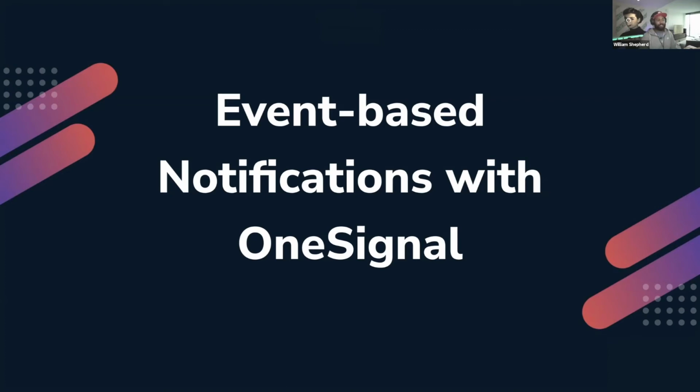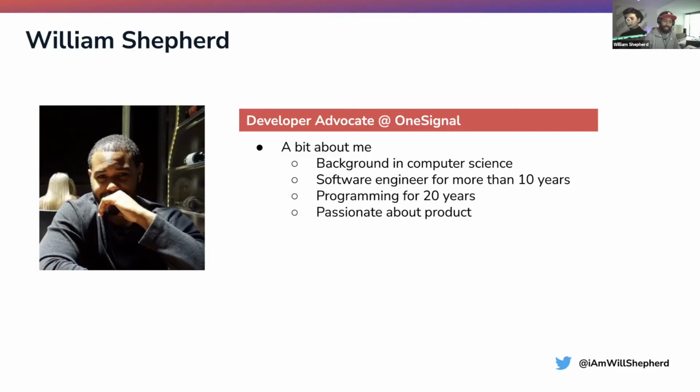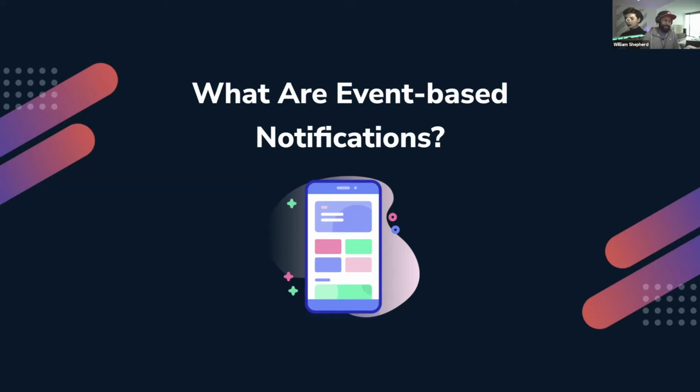My name is William Shepard. I am a developer advocate at OneSignal. My background is actually in computer science, and I've been a software engineer for over a decade now. I've been programming for over 20 years, and I'm fairly passionate about product, which is kind of how I got into developer advocacy.